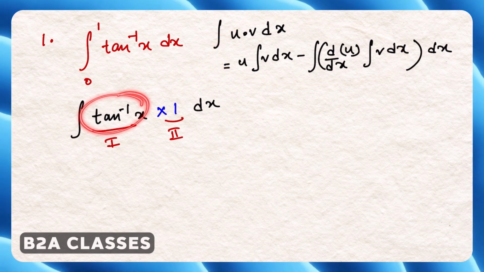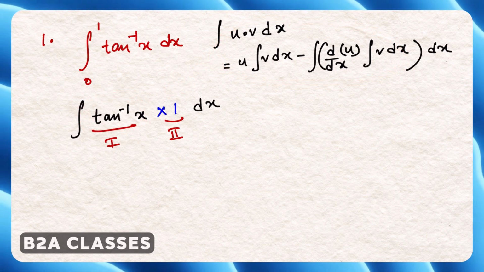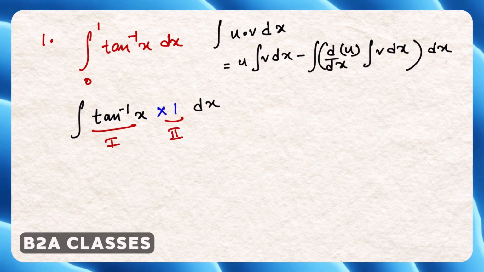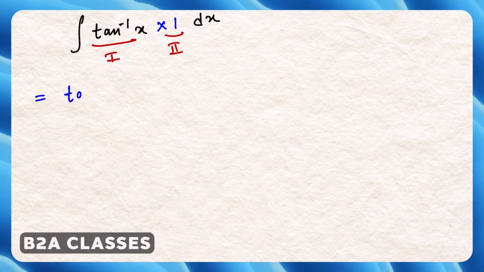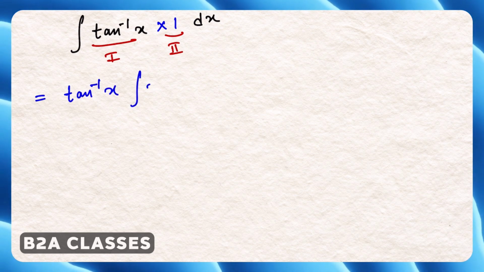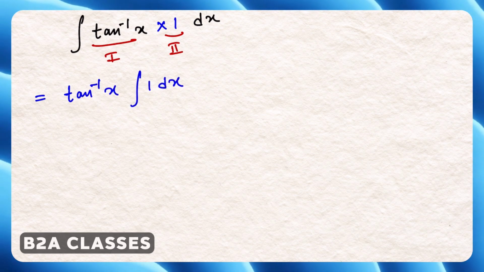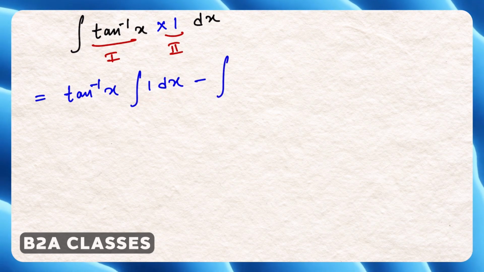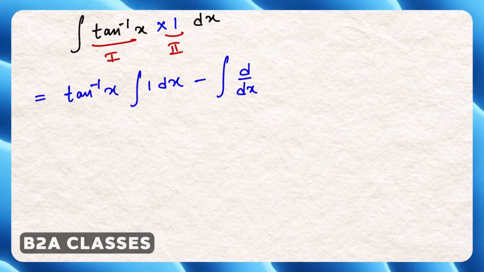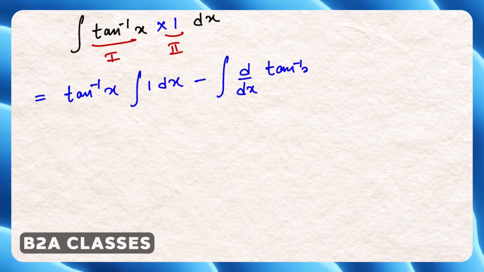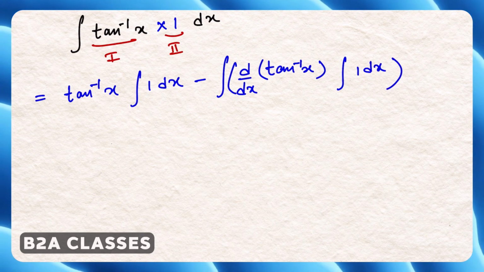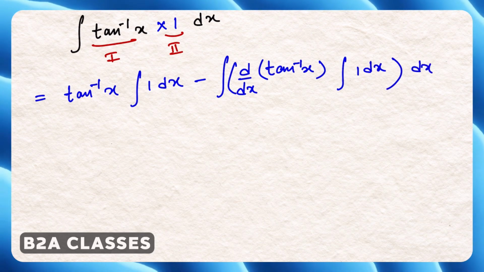And यहाँ पे first function tan inverse x है, so u क्या है tan inverse x, and second function 1 है, मतलब v है 1. So formula apply करने पर we will get first function into integration of second function, which is 1, integration of 1 dx, minus integration of derivative of first function into integration of second function. So ऐसे formula apply करना है.